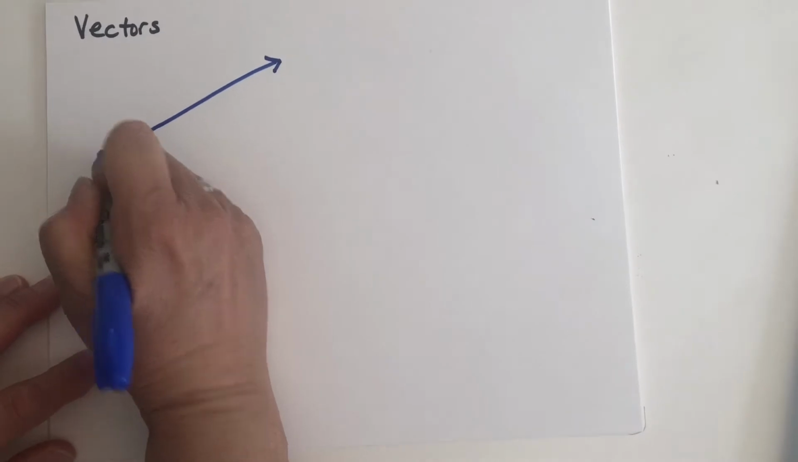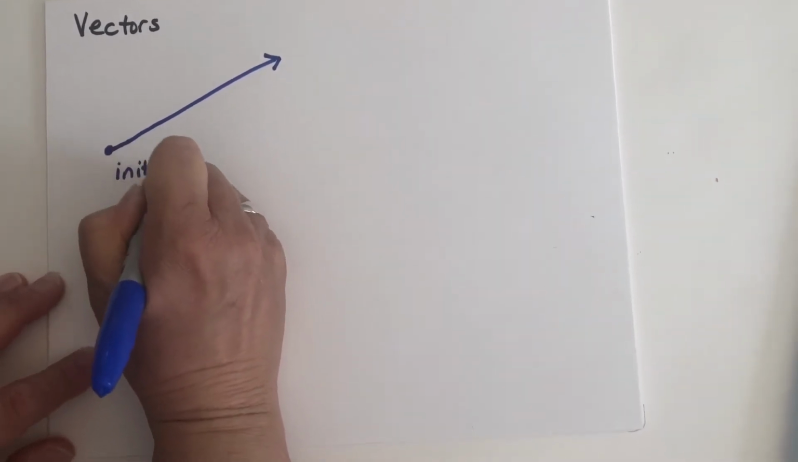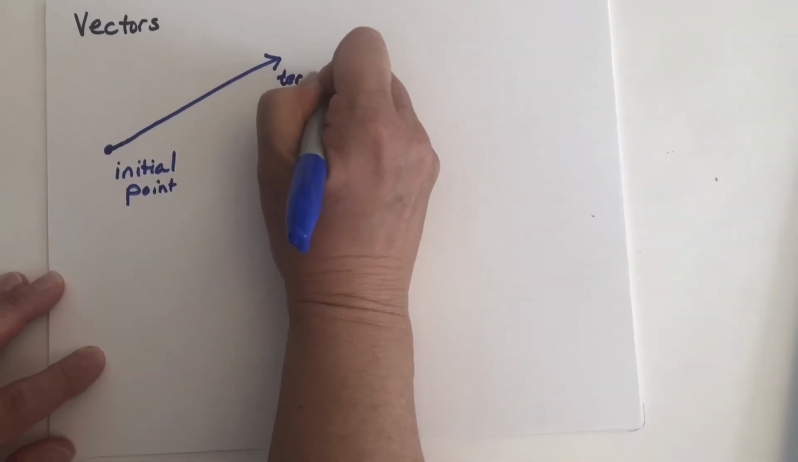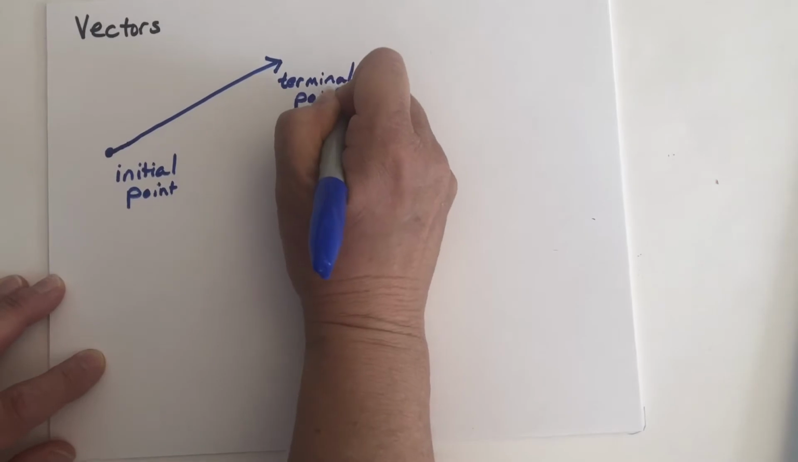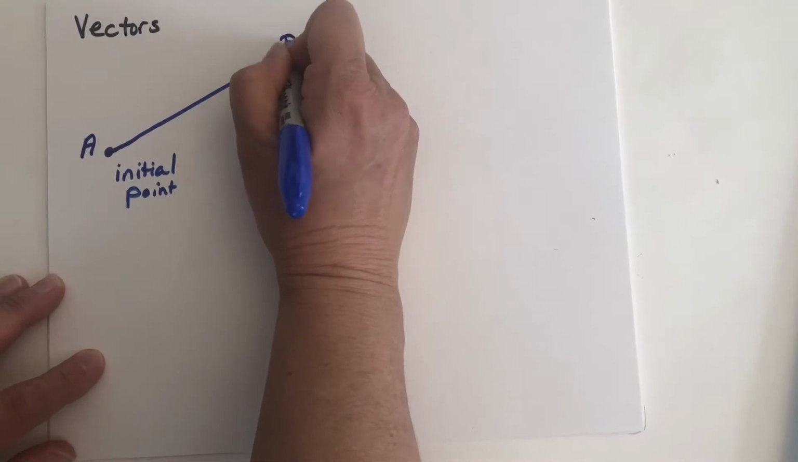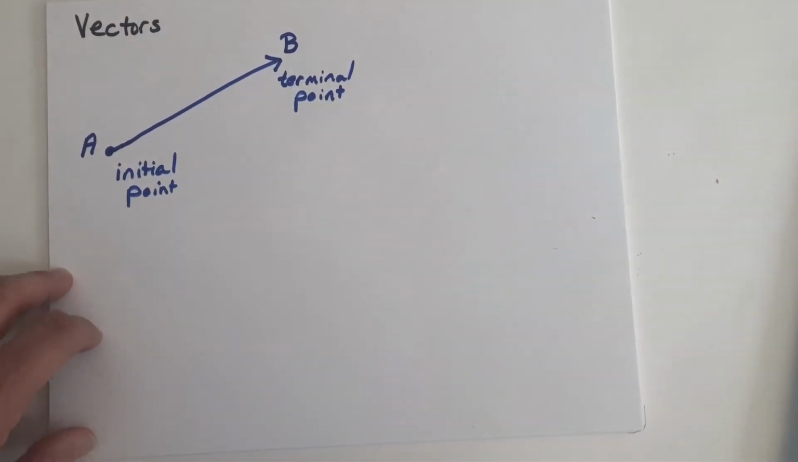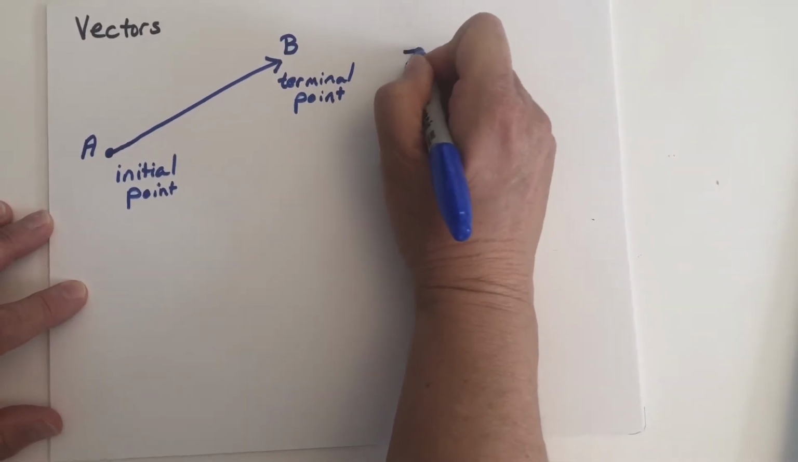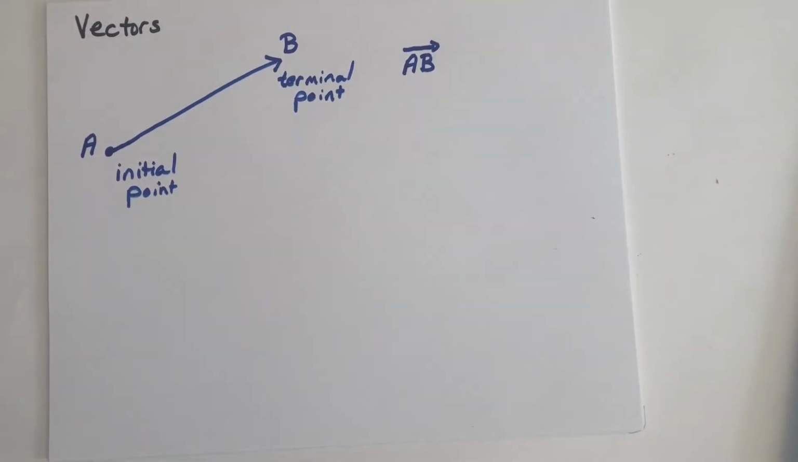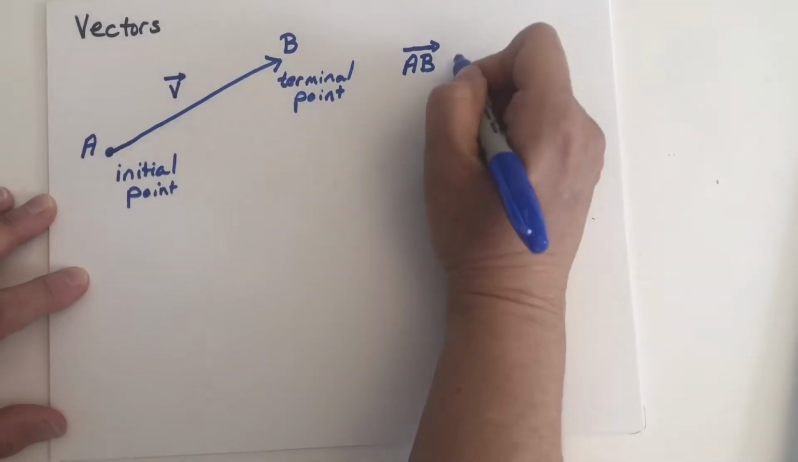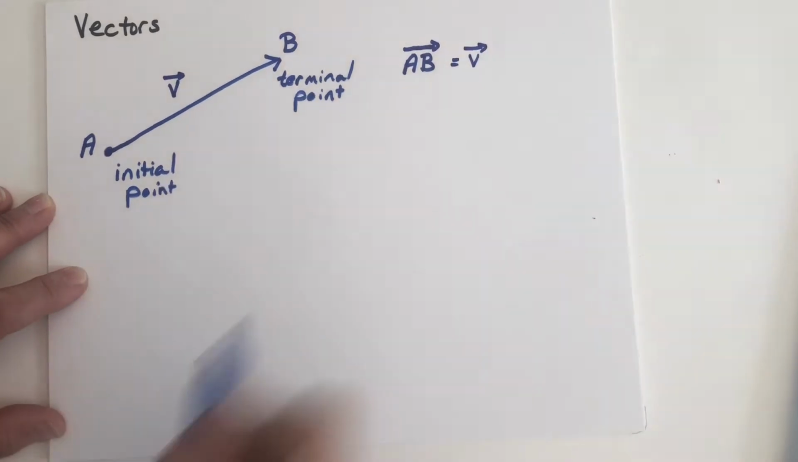We have an initial point, and we have a terminal point. And I will label this initial point A and the terminal point B. So I would call that the vector AB. Sometimes we can use a single letter to represent the vector, like I could call this the vector V. And those two things would be equal.